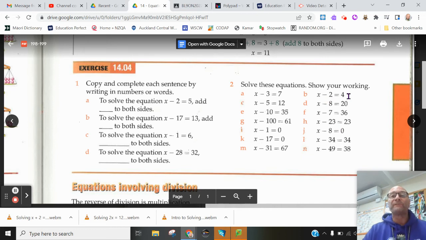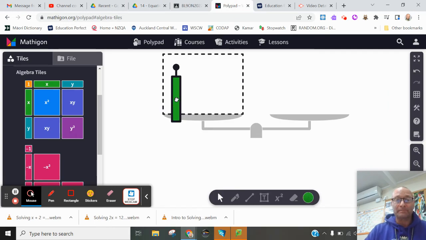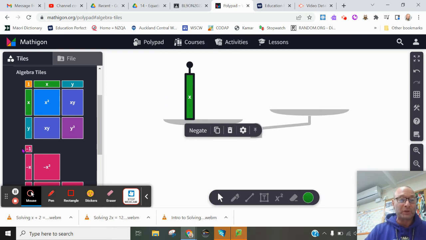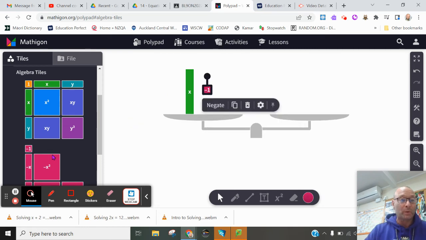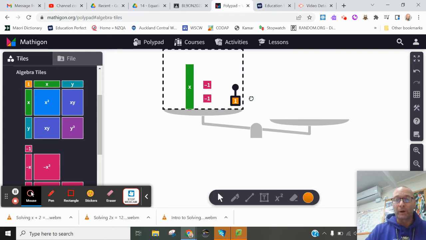In this video lesson, we're going to be using Polypad to solve the equation x minus 2 equals 4. So we'll go to Polypad, link is on our classroom page, and we have x take away 2, so there's minus 1, x minus 2 equal to 4.